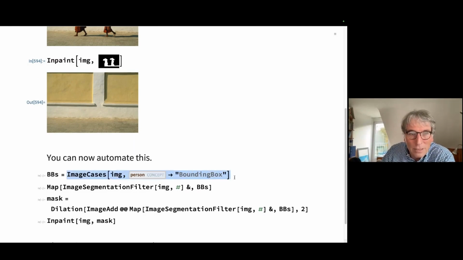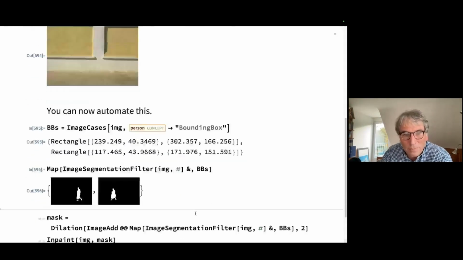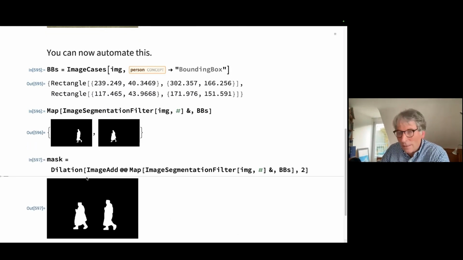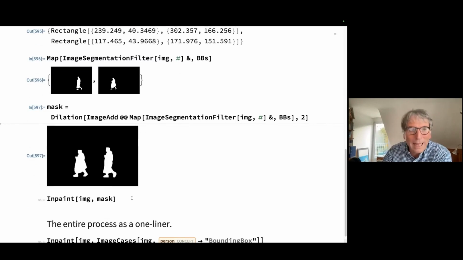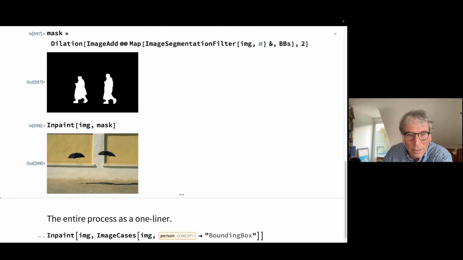And I do this very simply by first saying, okay, I'll take the image. I want the bounding boxes of the people in this image. So I get that by ImageCases. Then I run this through ImageSegmentationFilter, and I get here the two persons. I add these masks together and just dilate them slightly, so I really make sure I cover these people. And then I run inpaint and they're gone. Just the umbrellas are being left.